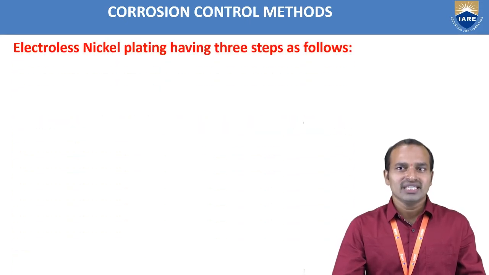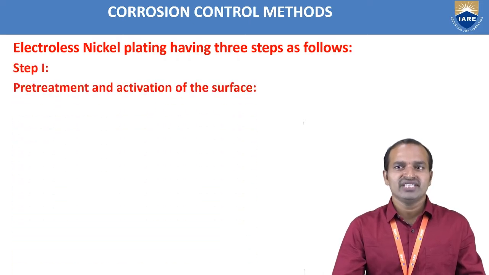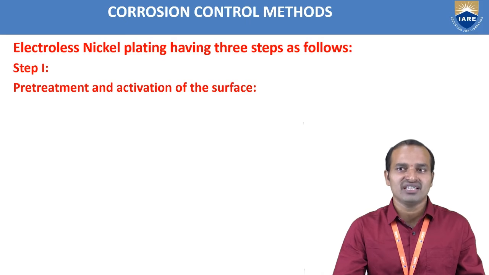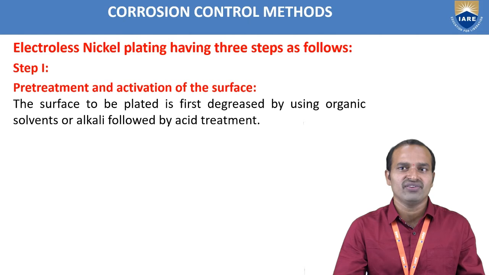Electroless nickel plating has 3 steps. The first step is pre-treatment and activation of the surface. The surface to be plated is first degreased using an organic solvent or alkali, followed by acid treatment. That means the base metal is pickled, that is, immersed in acid or alkali.